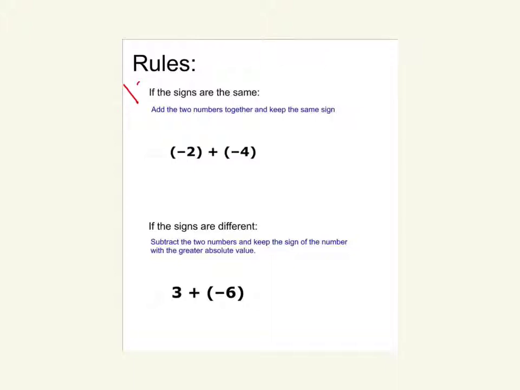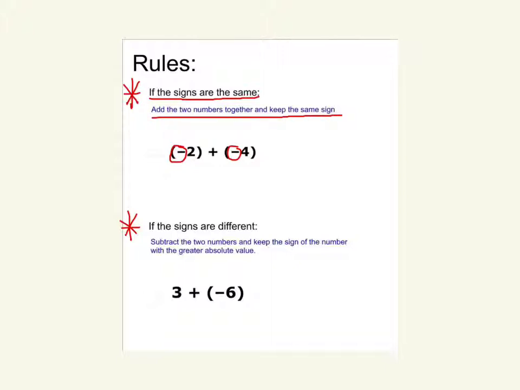We have a rule here if the signs are the same, and we have a rule down here if the signs are different. And whenever I say the signs, I'm talking about the numbers themselves. In this first example right here, we have a -2 and a -4. Okay, those signs are the same. We have two negative numbers. We're going to be adding two negative numbers together. Okay, and our rule says if the signs are the same, we're going to add the two numbers together and keep the same sign.